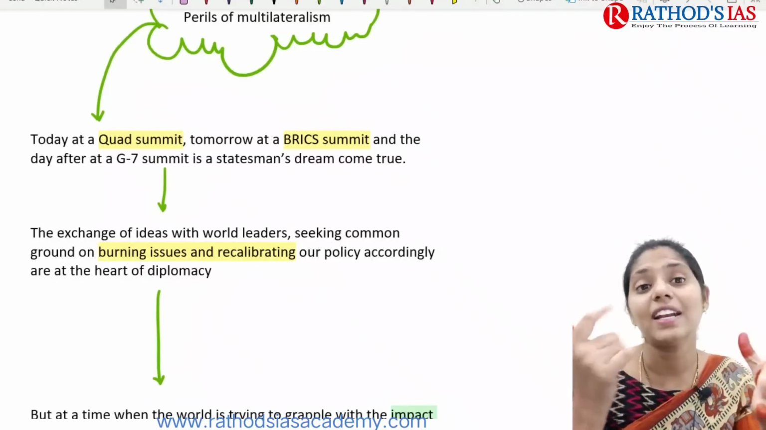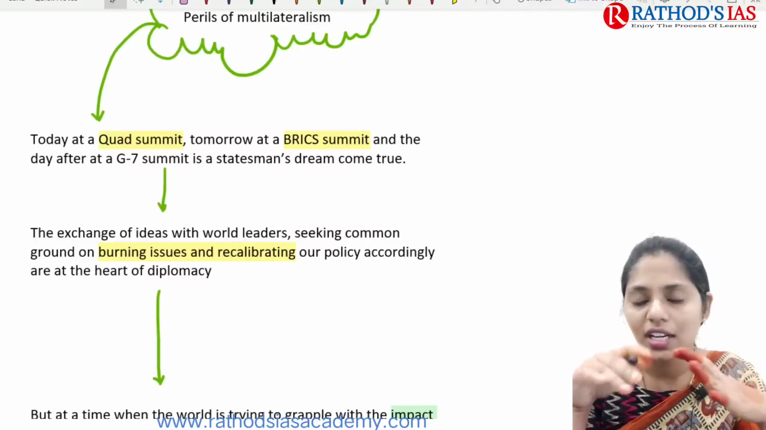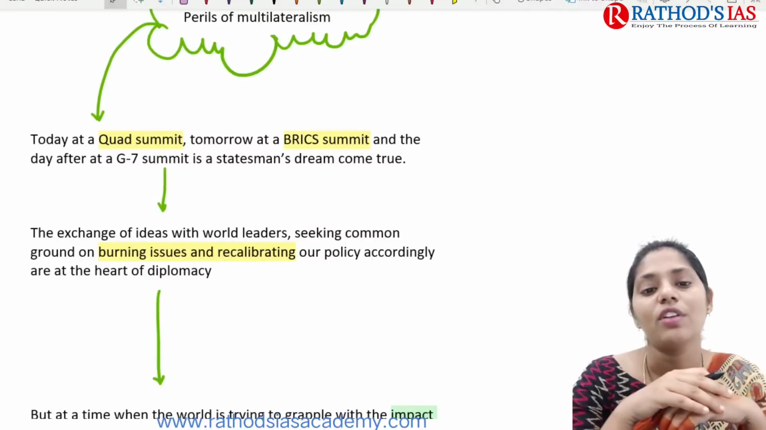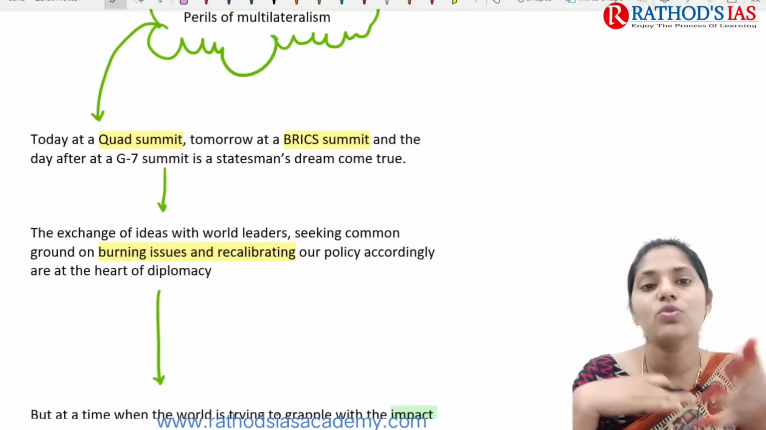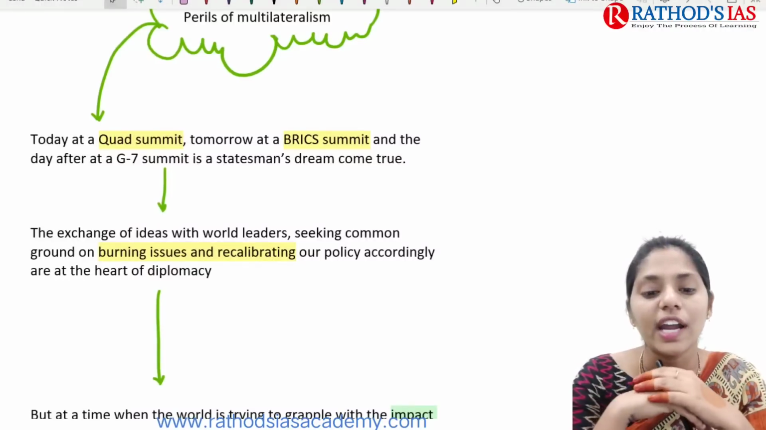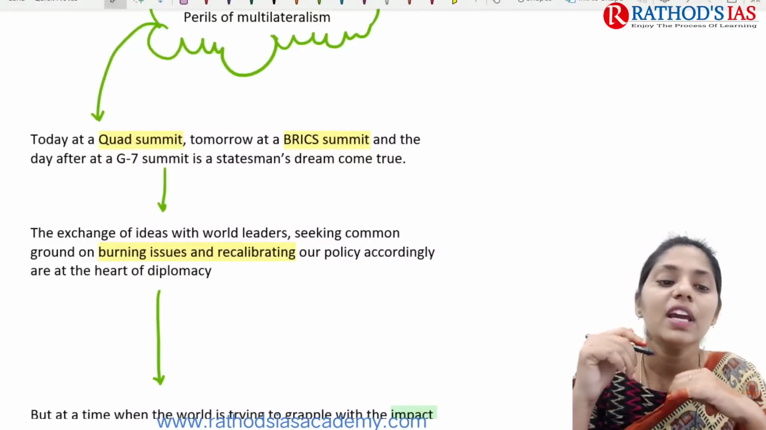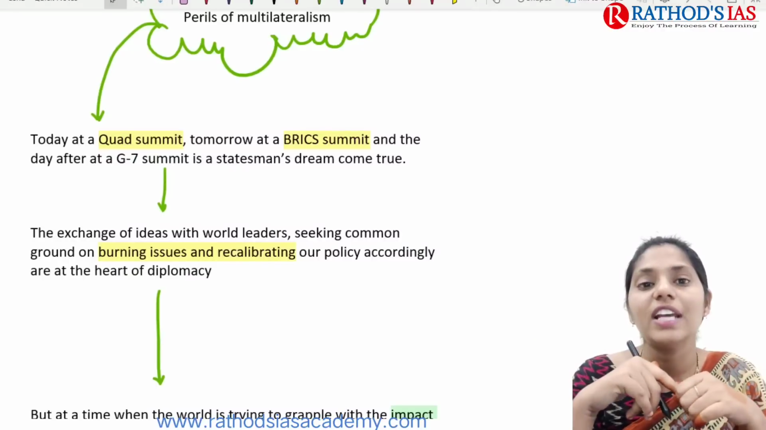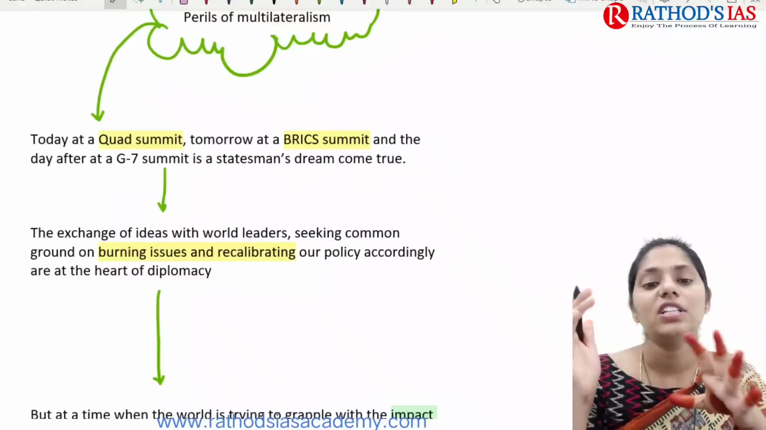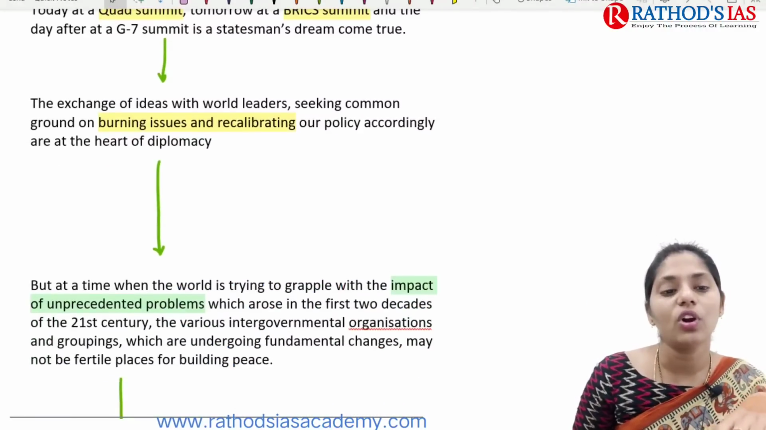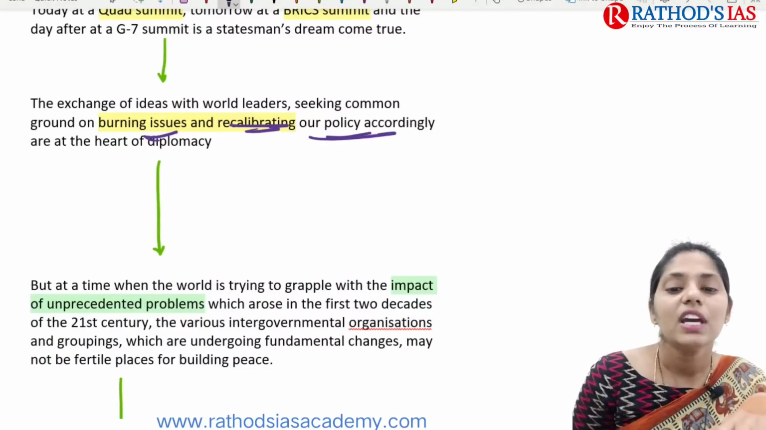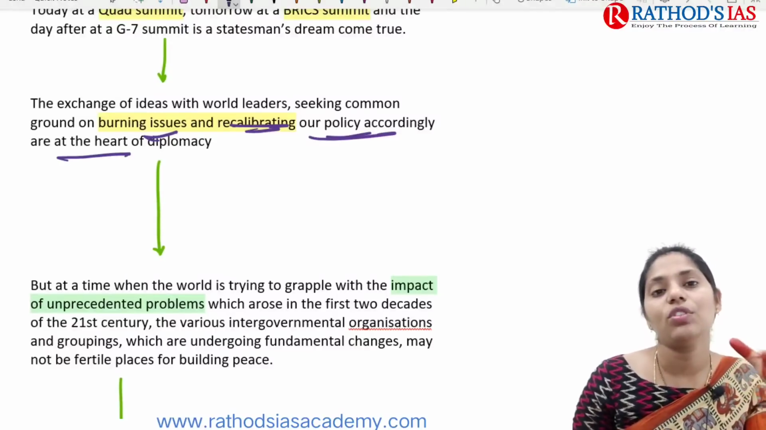So what are these multilateral summits that we are attending? In these multilateral conferences or groupings, we are mainly sharing our ideas. We are focusing on world leaders and on exchanging ideas between these countries. In this way we can seek common ground on burning issues as well as recalibrate our policy accordingly. It is one of the hearts of diplomacy.